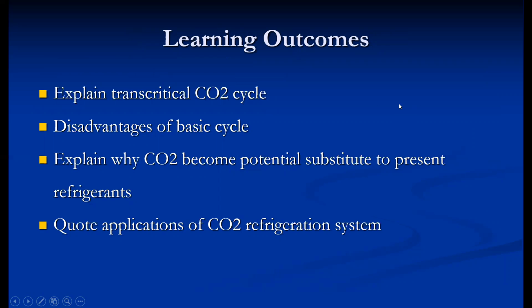At the end of this topic, we should be able to explain the basic transcritical cycle. We should be able to explain the drawbacks of the basic cycle and how to overcome them, which we are going to study in the next lectures on different types of CO2 systems. Why does CO2 become a potential substitute? If you have listened to this lecture carefully, you will be able to answer this. You should also be able to quote some applications of CO2 refrigeration that we have just seen.